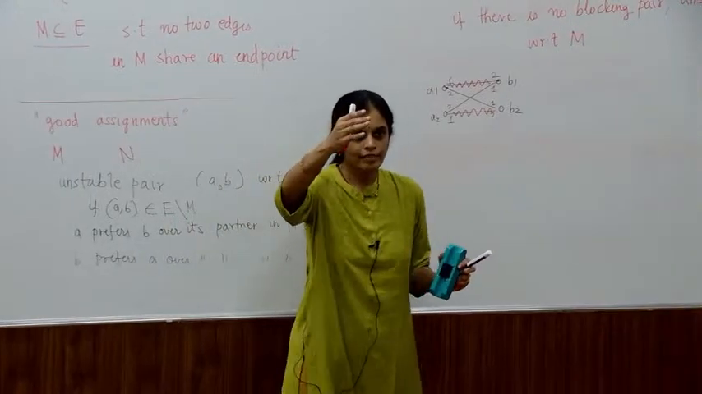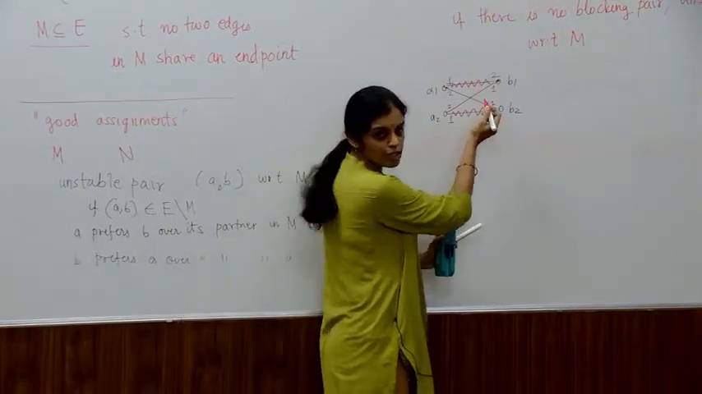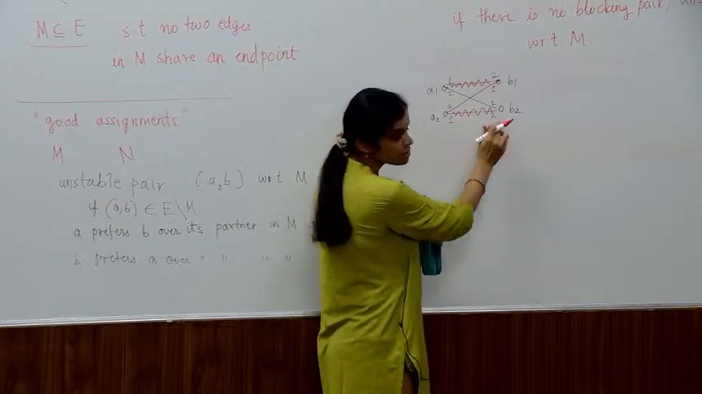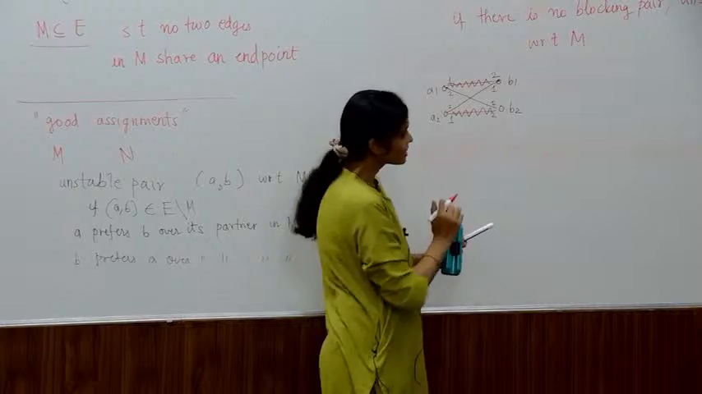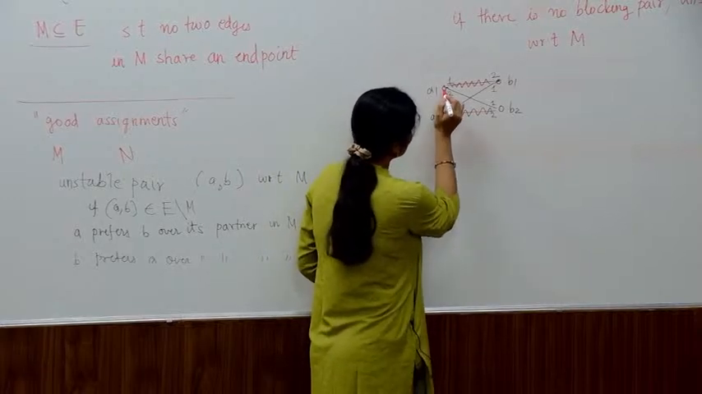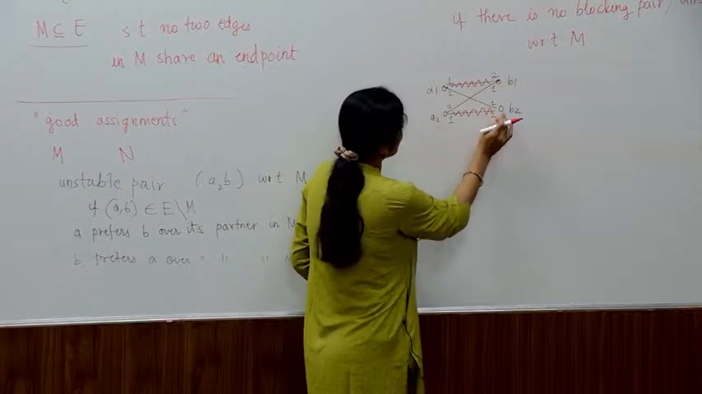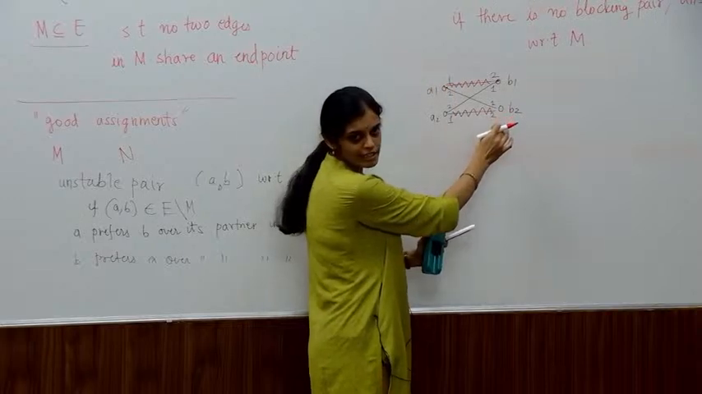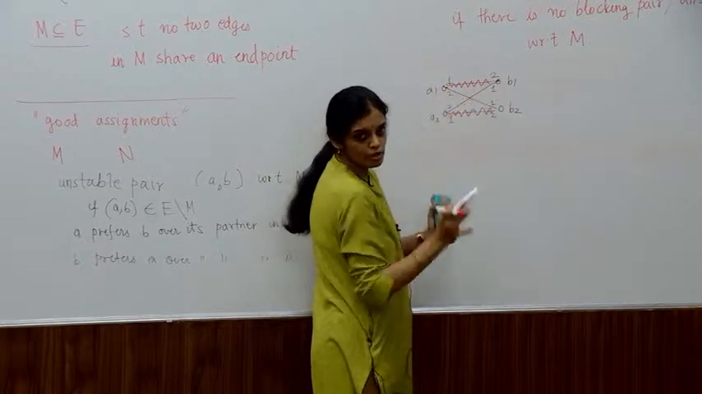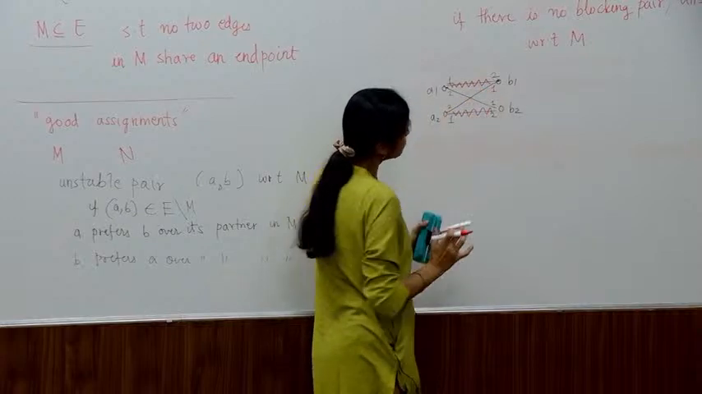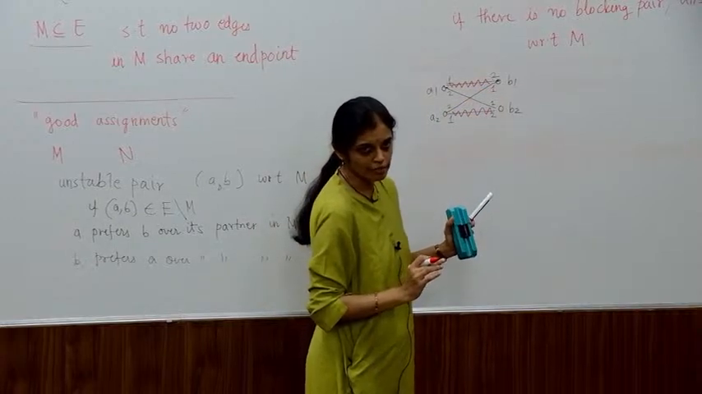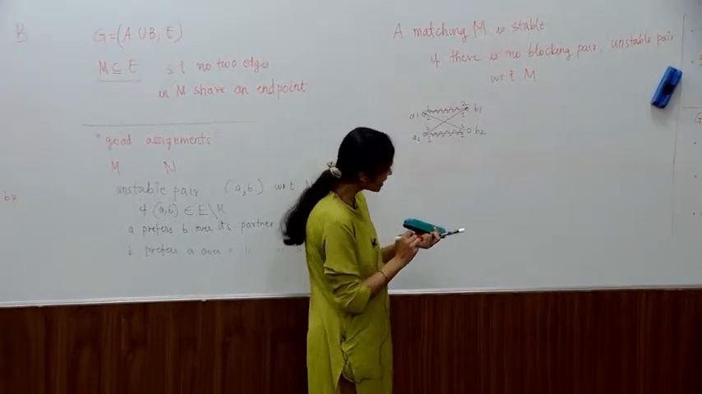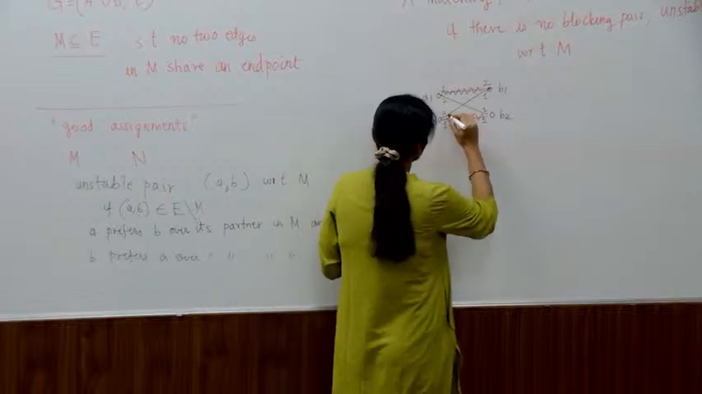Is that clear? Similarly, A2 cannot participate in a blocking pair because A2 is also matched to its top choice. Ideally I should have looked at the A1, B2 edge. Of course, B2 is interested in getting assigned to A1, but A1 is not interested in B2. Therefore, A1, B2 is not a blocking pair. Similarly, A2, B1 is also not a blocking pair. So, in fact, this matching, the red matching, is stable.